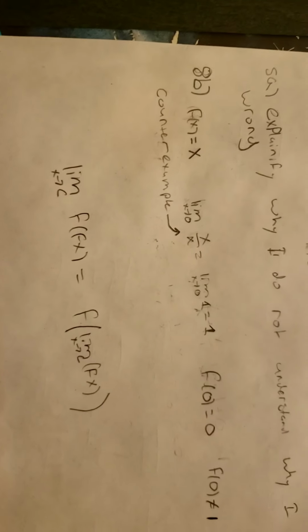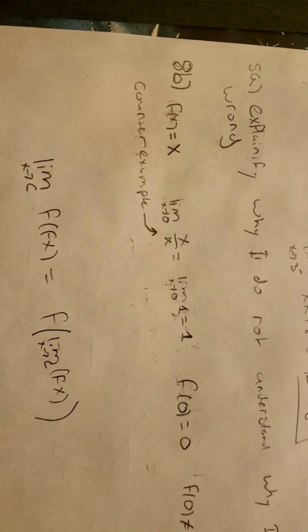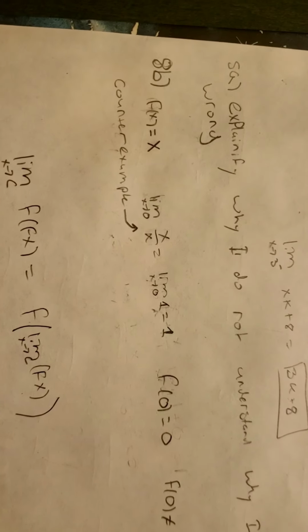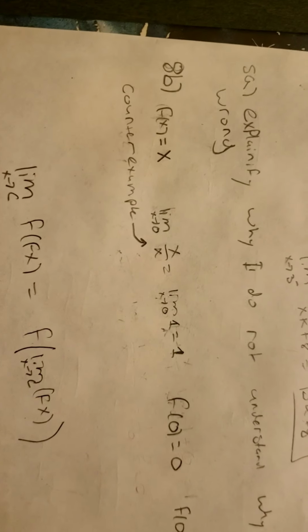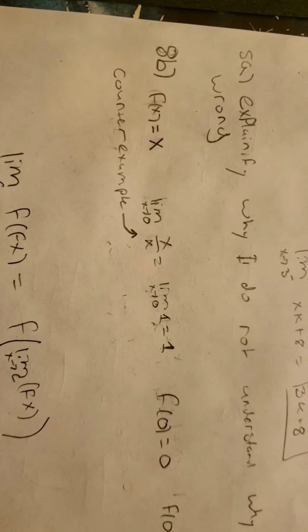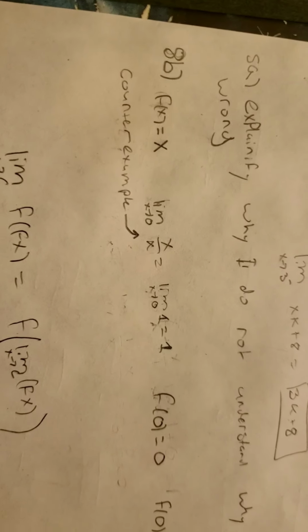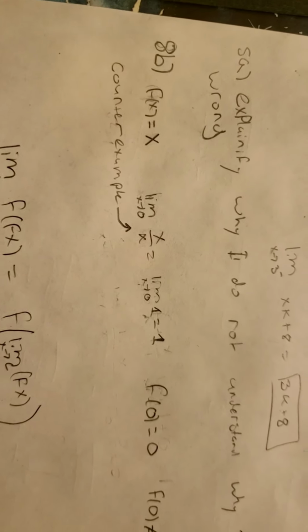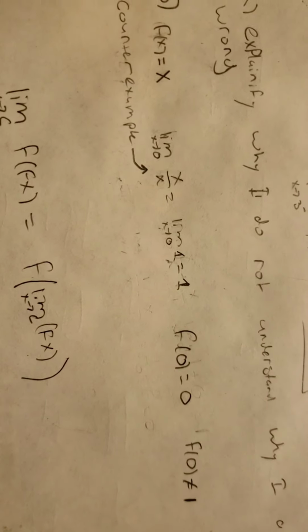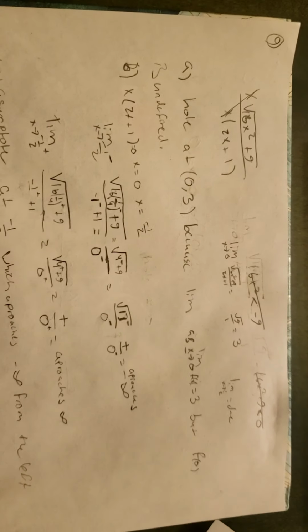Cool story, bro. 8b, the counterexample. If f of x is x, then lim as x approaches 0 of x over x is equal to lim as x approaches 0 of 1, which equals 1. So the limit equals 1, but f of 0 is not 1. F of 0 is 0. Because if you plug 0 into x, then you get 0. Boom.